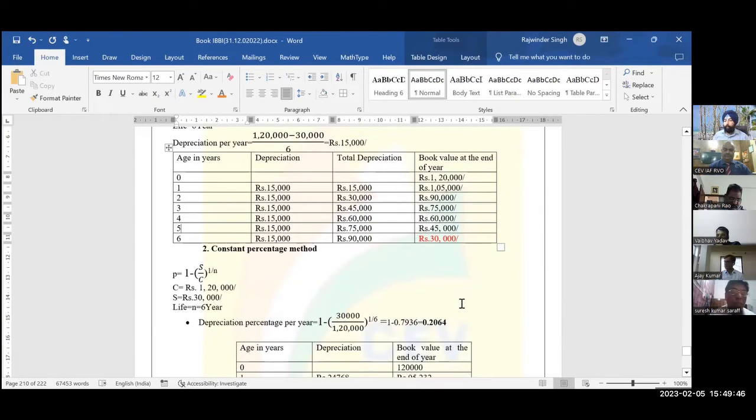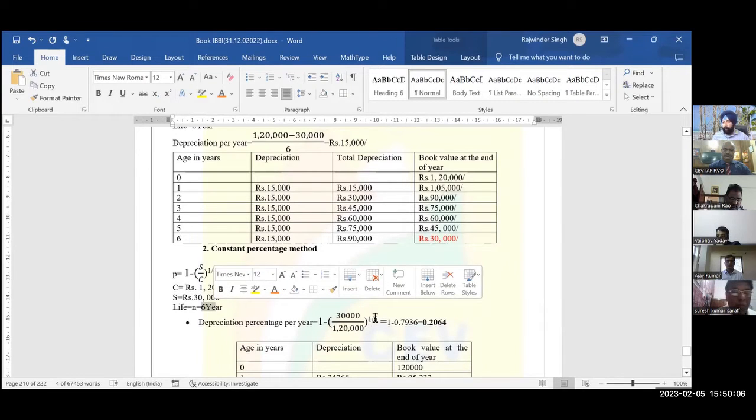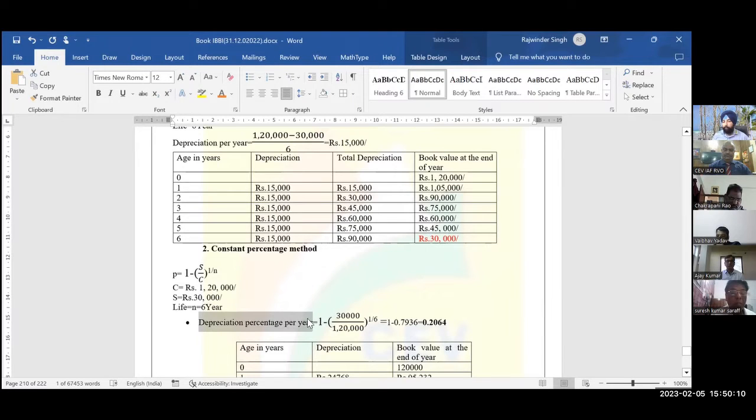And then the second method, the constant percentage method. You can find the percentage by using this first step: P is equal to 1 minus (S upon C) raised to power 1 upon N. C is 1,20,000, S is 30,000, N is 6 years. If you apply this formula, the depreciation percentage per year comes out to be 0.2064.